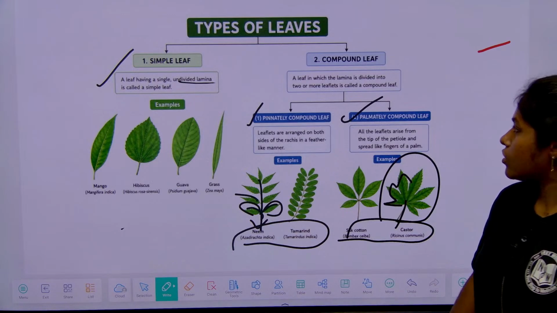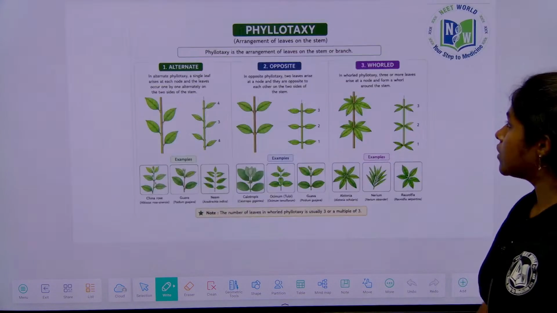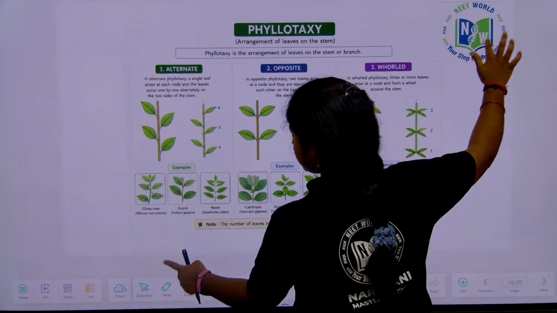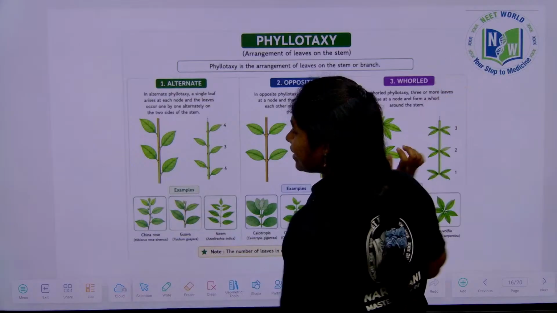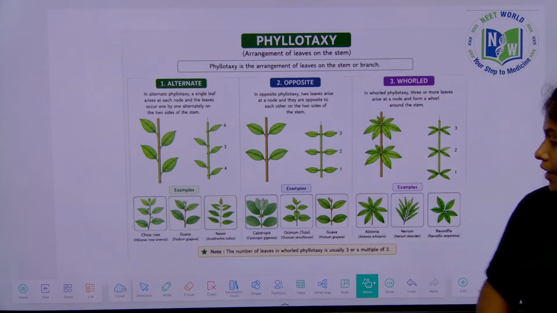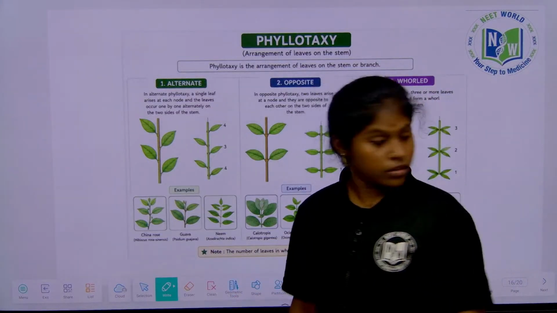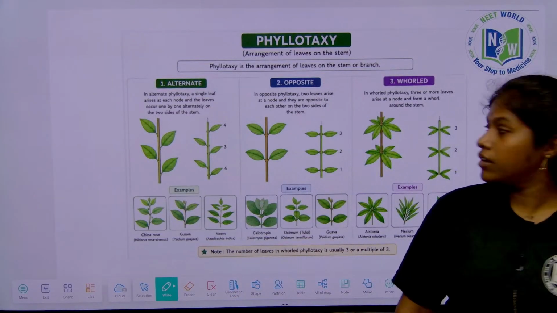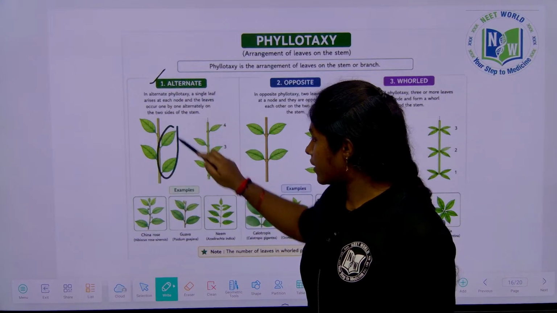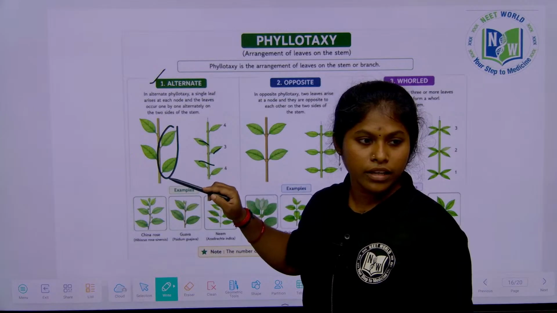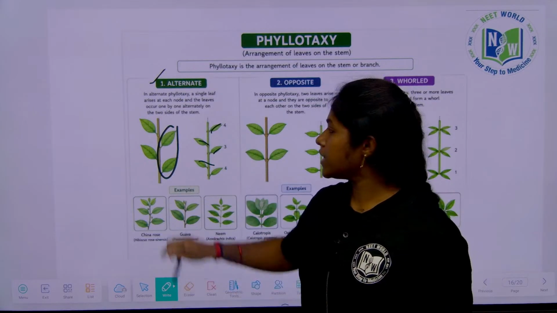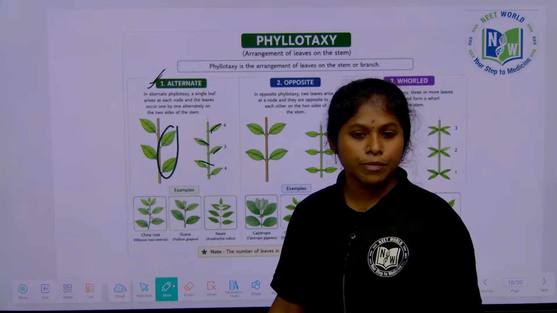Okay, so next one, phyllotaxy. What is meant by phyllotaxy? It is the arrangement of leaves on the stem. How many types are there? There are 3 types. First one is alternate. If the leaves come from each node in an alternate manner, that is alternate arrangement of leaves on the stem.